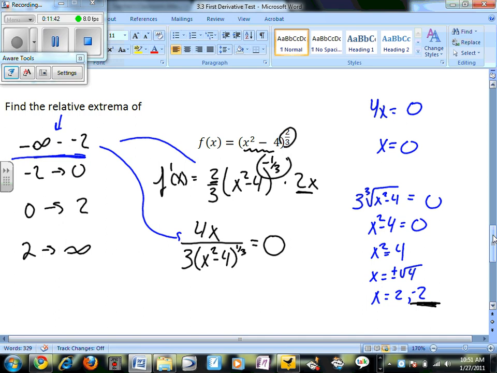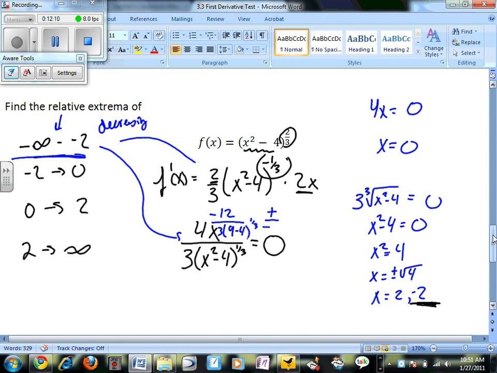Pick negative 3, and I'm going to have negative 12 all over 3 times the cube root of 9 minus 4. The cube root of a positive number is still going to be positive. Still times a positive. Really, you just have to worry about the signs. I'm going to have a negative over a positive. So that means my slope is going to be negative. So I'm decreasing here.